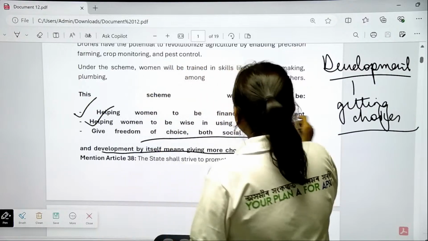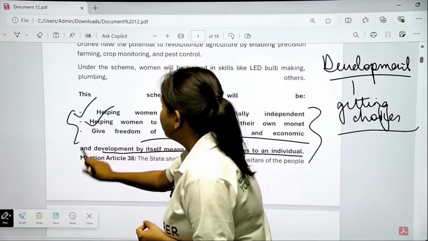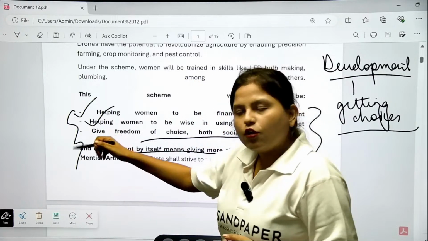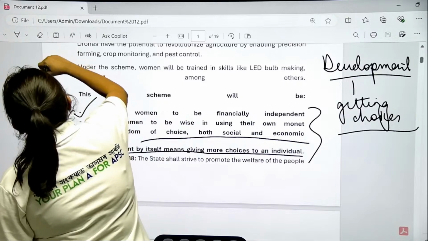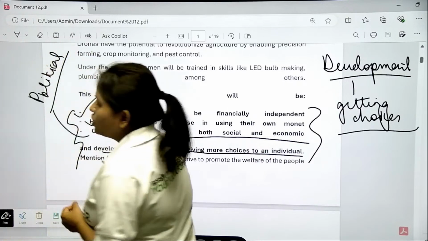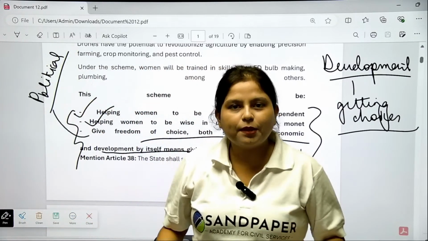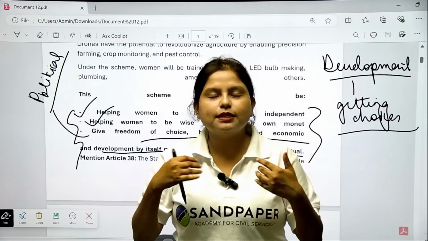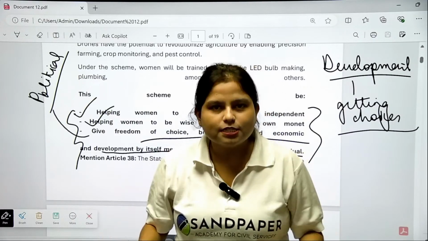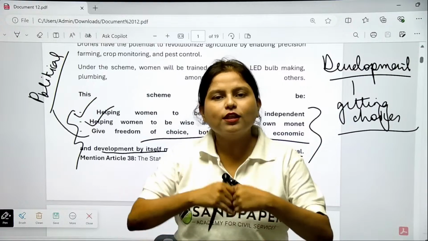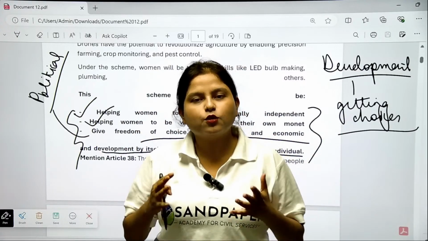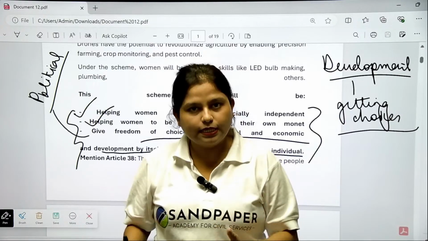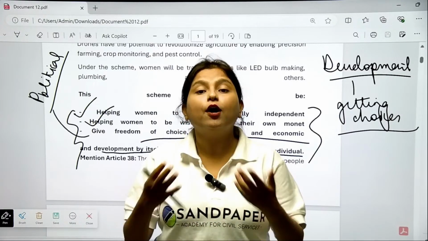Another thing we could write in the Lakhpati Didi concept is political independence. When social independence comes, when financial independence comes, a woman automatically becomes wise and is helped to take her own political decisions. So all these multifaceted things had to be included when the question asked how Lakhpati Didi actually helped in empowerment of women.